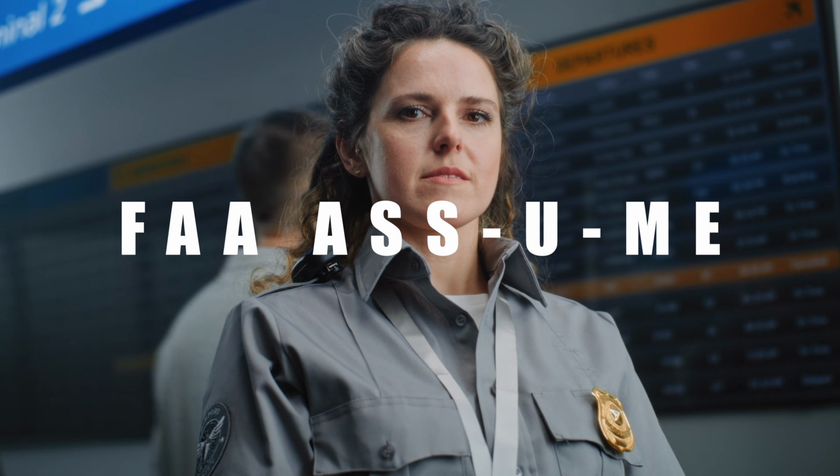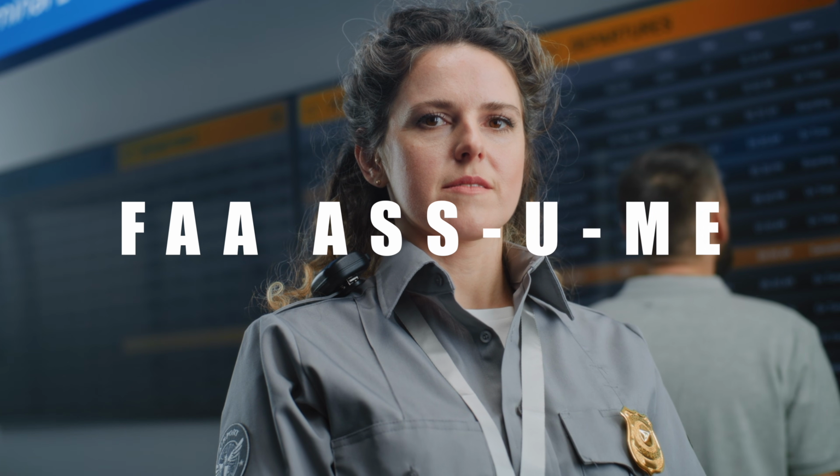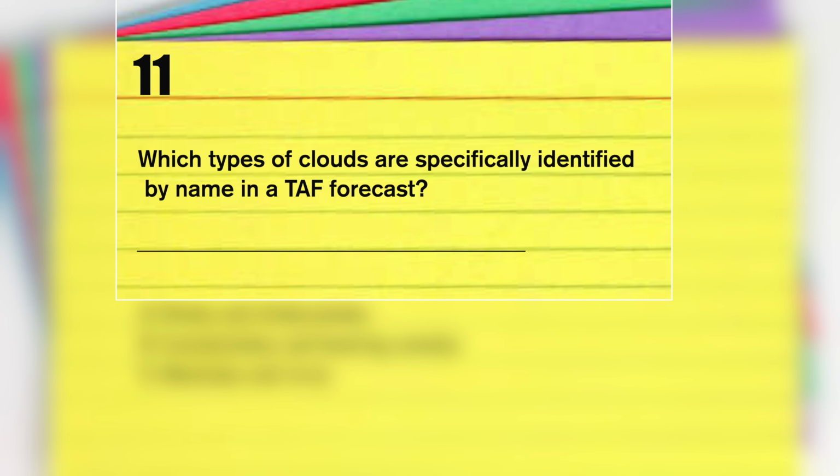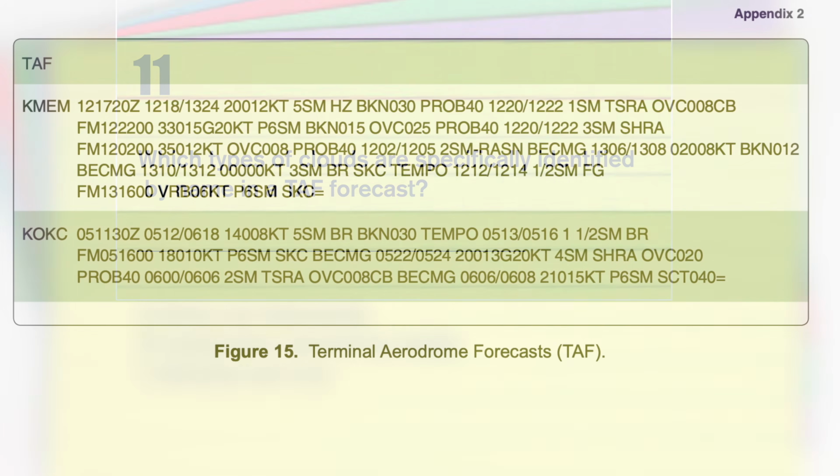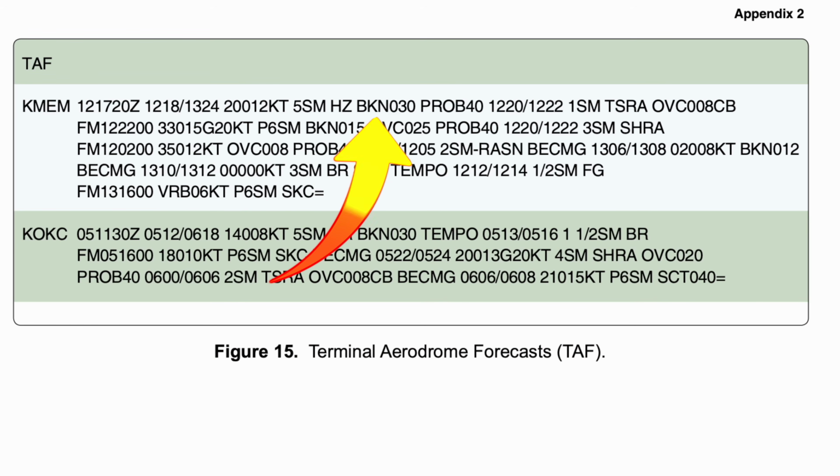There's something that I call the FAA assume rule, that they think that if you see the information on a TAF report, for example, that you should automatically know what that means. So let's pull up a TAF report so I can break this down, so you'll be able to answer that question correctly on the Part 107 exam.